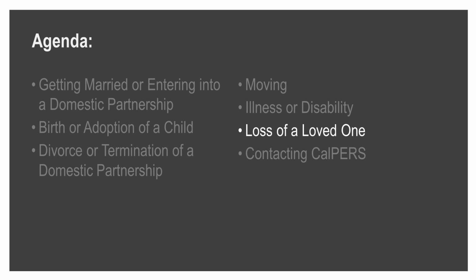Now we'll briefly discuss what to do if a CalPERS member or beneficiary passes away. If a CalPERS member or benefit recipient dies, CalPERS will need to be notified of the death. If the deceased member was still working, their employer should be notified, who will then notify CalPERS. For a retired member or benefit recipient, CalPERS should be notified directly.